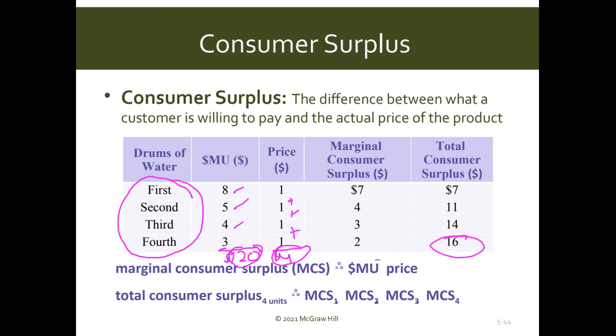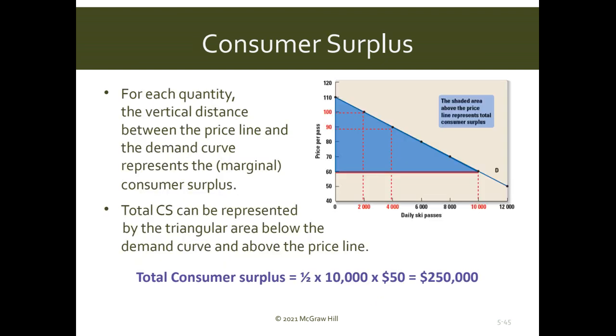Okay. Now let's show you the consumer surplus using the demand curve. And we will use this consumer surplus in the later chapters as well. So make sure you know how to calculate consumer surplus. Although the demand and supply curves are not given, let's say the equilibrium price in this case is 60 dollars, and suppose the total passes sold in the market is 10,000.